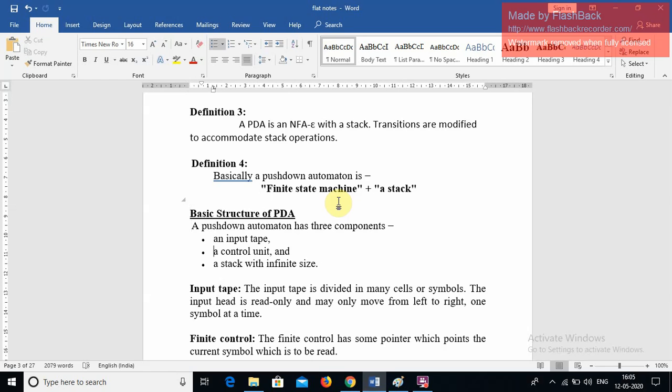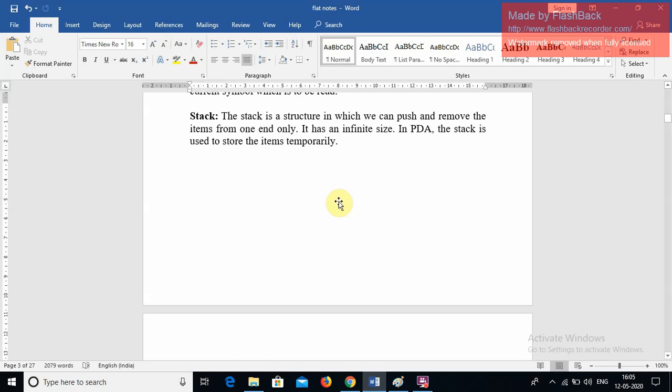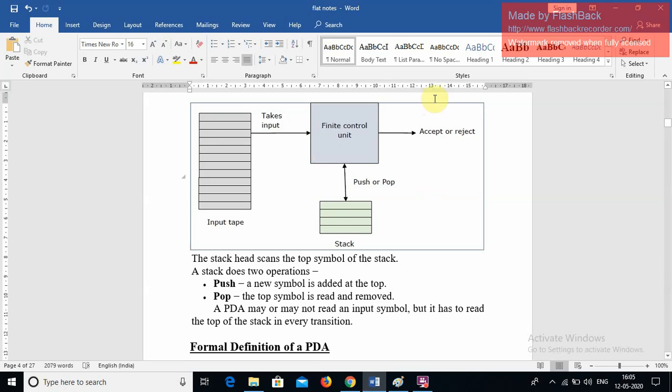Here we have three components: input tape, control unit, and a stack of infinite size. So this is the mechanical format of a pushdown automata. Here it is: input tape, a finite control, and a stack, and finally, whether the input is accepted or not, we have as a result.